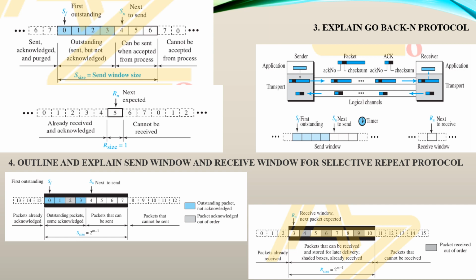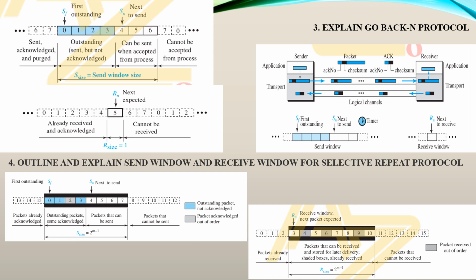This illustration has to be explained, and the receive window is nothing but it represents the next expected data that can fit into the next window, the sliding window. So this is the send window and receive window. This is how we have to explain the Go-Back-N protocol.